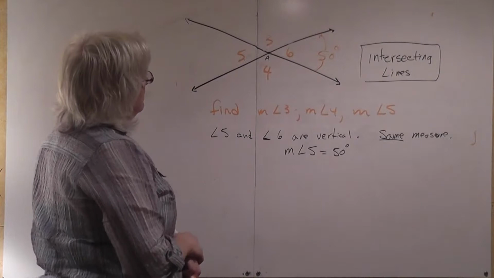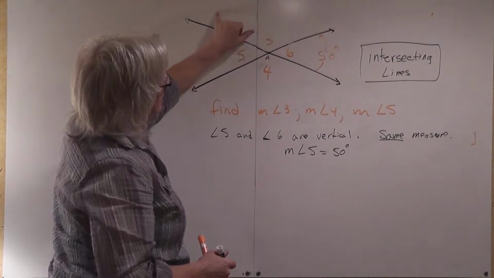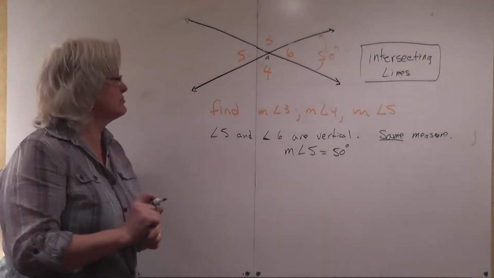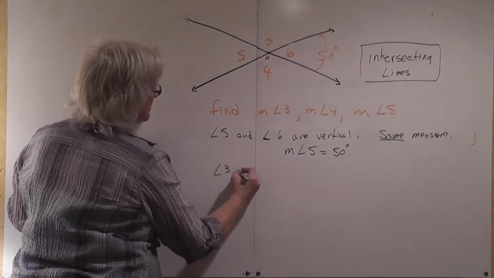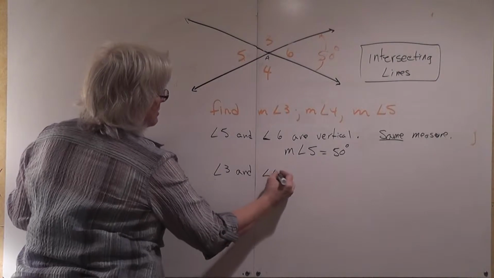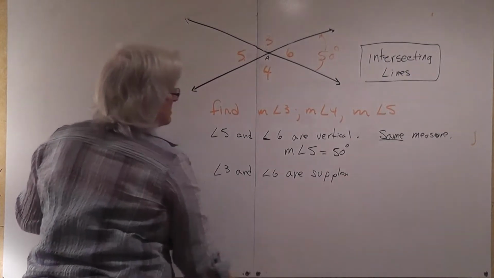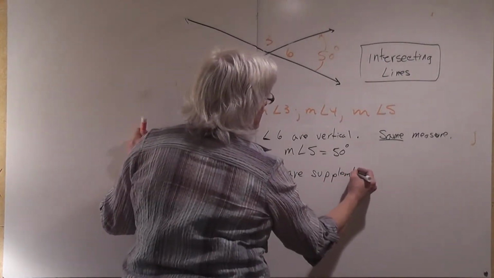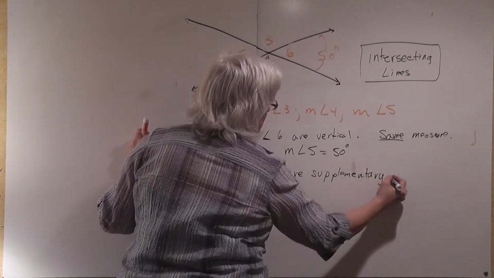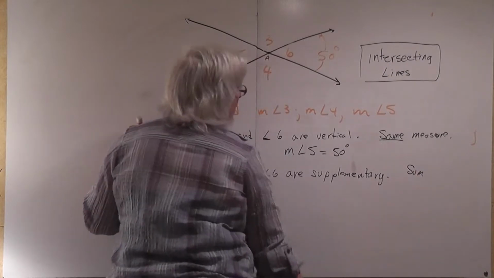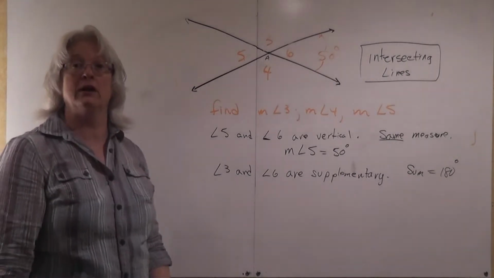Well, we know that angle 3 and angle 6 are supplementary, aren't they? What does it mean for angles to be supplementary? It means that they're on a straight line. It means that I can't spell this morning, supplementary. So the sum of those two angles is 180 degrees, isn't it?